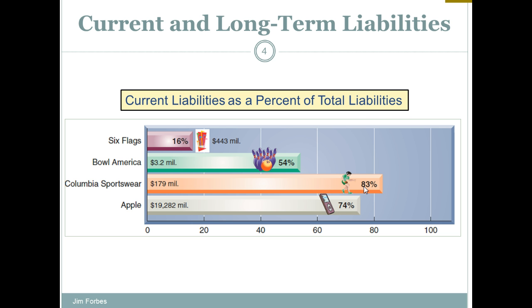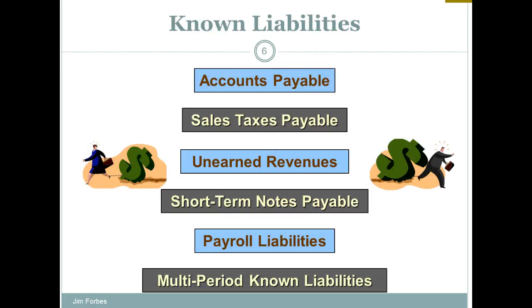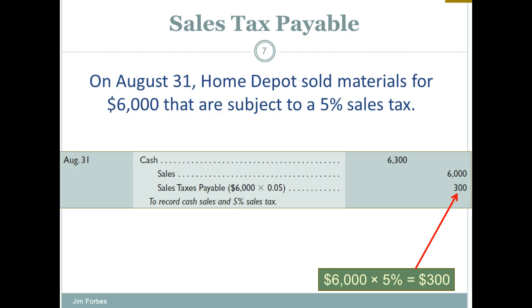There's a variety of ways and people that do contribute to that financing. So sometimes there's an uncertainty of liabilities, whom to pay, when to pay, and so forth. We're going to talk about known liabilities. And so the known liabilities are accounts payable, sales tax payables, unearned revenues, short-term notes, payroll's a big component, and then multi-period known liabilities. So let's see if they talk about each one.